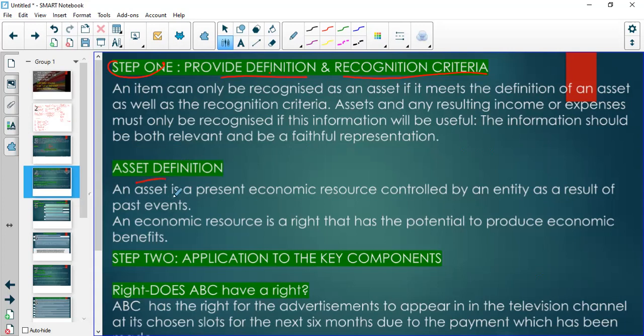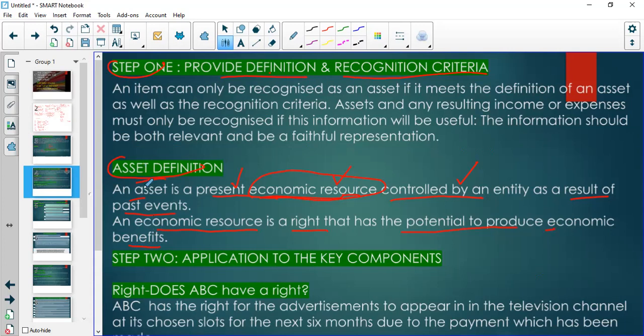So the definition of an asset is, and this is what you will have to write in response to the question. You have to write the definition of an asset. So an asset is a present economic resource. So that's the first thing. It is present. It's an economic resource. It's controlled by an entity as a result of past events. And because we have a term economic resource, we need to know what that means. So an economic resource is a right that has the potential to produce economic benefits. So that is the definition.